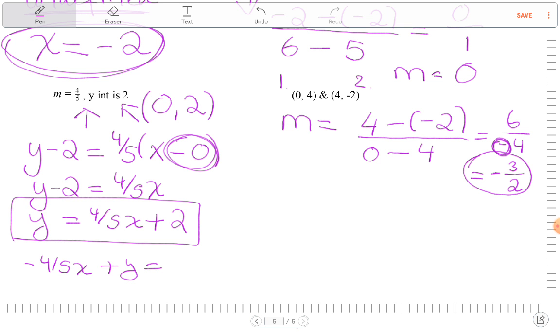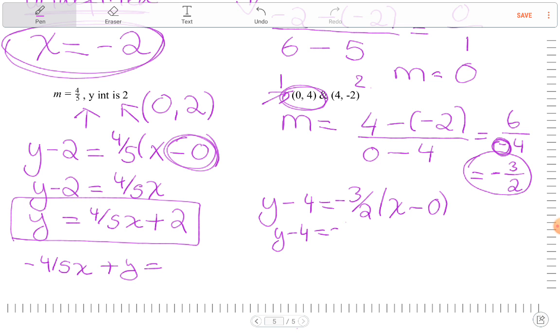And again, I can use either point now to plug into my equation. It doesn't matter. I'm going to use this one because it has a 0 in it. It makes my calculations easier. Okay, so y minus my y-coordinate equals slope times x minus my x-coordinate. Distribute. And anything times 0 drops out anyway. Bring your 4 over. Gives me a slope-intercept form of y equals negative 3/2 x plus 4.